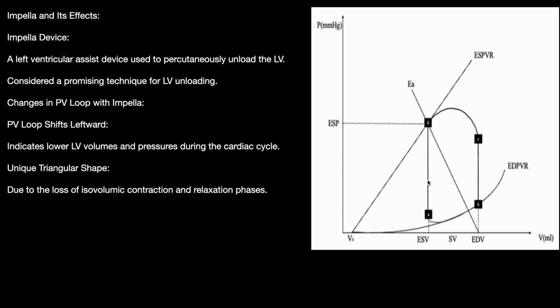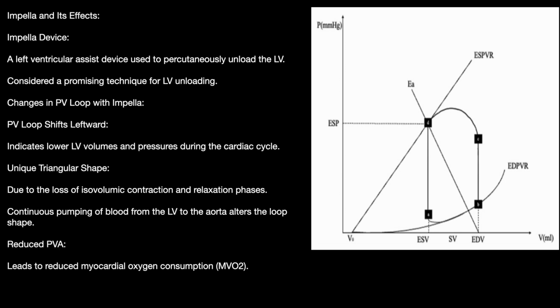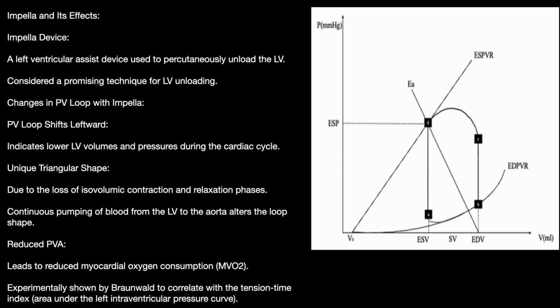Because the machine is going to do the work of the contraction, you will not find these phases in the picture. A continuous pumping of the blood from the left ventricle to the aorta alters the loop shape, and it reduces this area. It leads to reduced myocardial oxygen consumption, and it has been shown experimentally by Braunwald to correlate with the tension time index, that is the area under the left ventricular pressure curve.